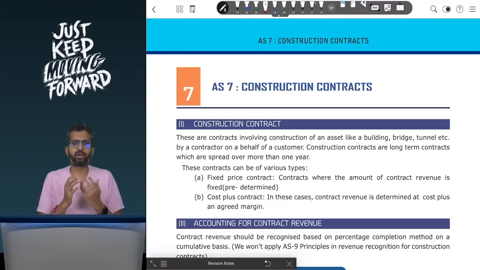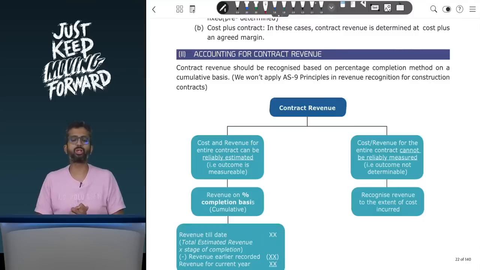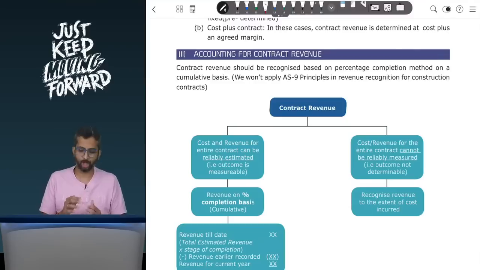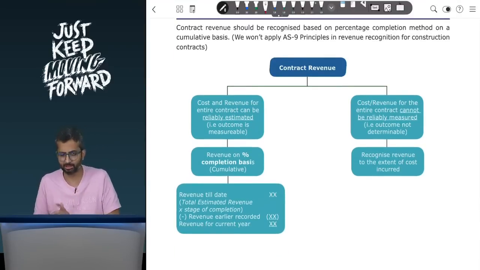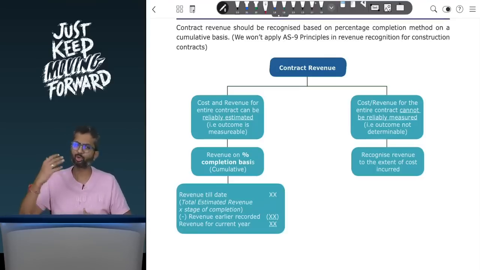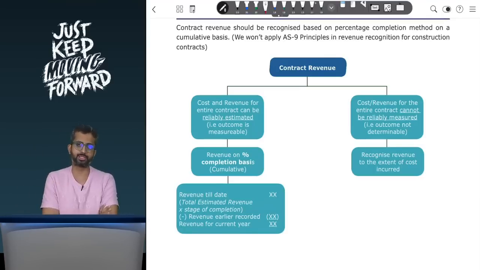Now AS7 says that you will recognize construction revenue based on what? Well, you will say that depends. So accounting for contract revenue minus contract cost will give you contract profit. Contract revenue will be recorded in case cost and revenue can be reliably estimated. For a lot of contracts, you can reliably estimate, and the estimates can change, but you can broadly estimate what will be the cost incurred or what will be the revenue that you will get if you were to complete the contract.